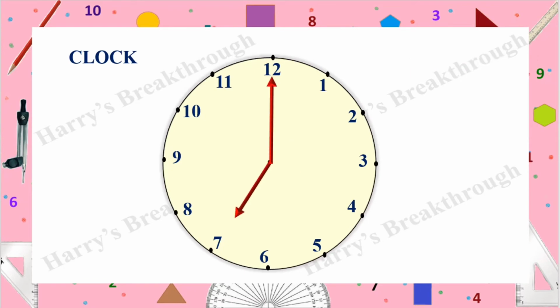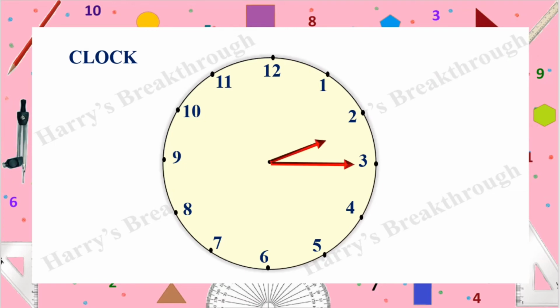What will be the angle when the time is 7 o'clock? So first, let's do 9 o'clock. At 9 o'clock, when we look at this figure, we could find that the angle between this hour hand and minute hand is 90 degrees. 3 into 30 is equal to 90 degrees. So at 7 o'clock, the angle will be 5 into 30 is equal to 150 degrees. Okay.